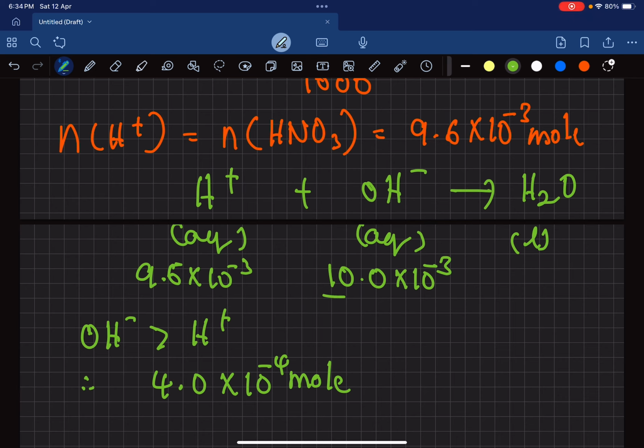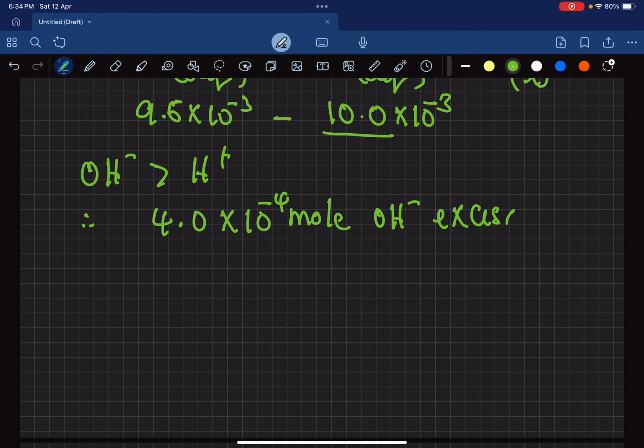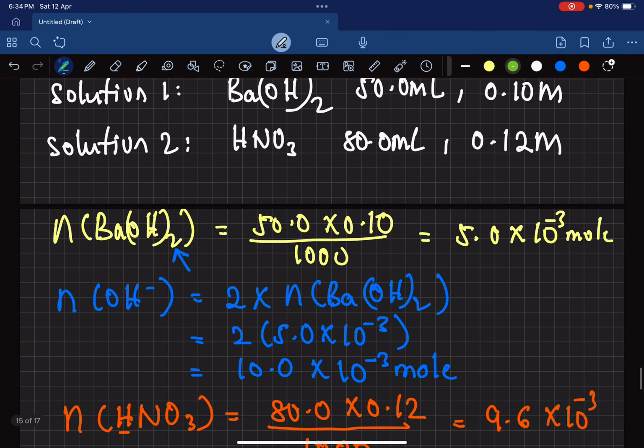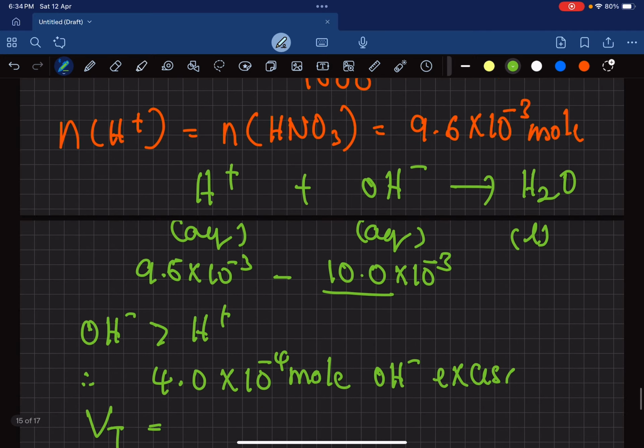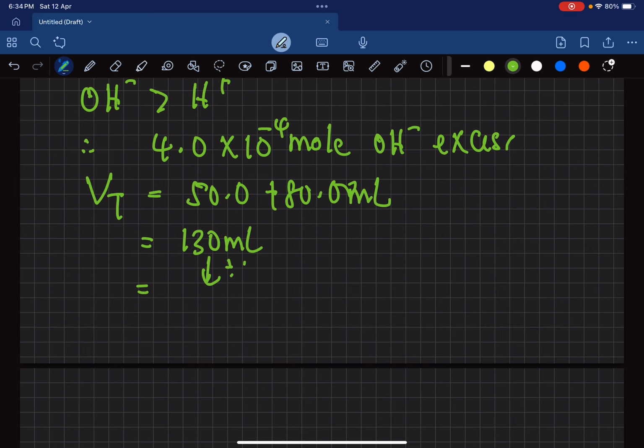We take the bigger number minus the smaller number, so this is the number of moles of hydroxide in excess. When the reaction is over, there is still this much hydroxide running around. So what is the total volume now? It was 50 ml and 80 ml. 50 plus 80 ml gives me 130 ml. I'm going to convert this to liters by dividing by 1000, and I get 0.130 liter.